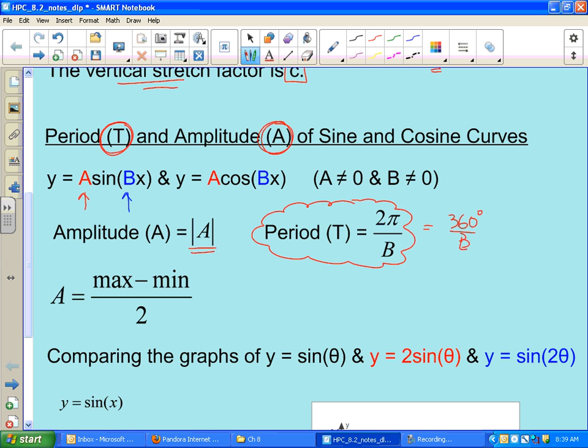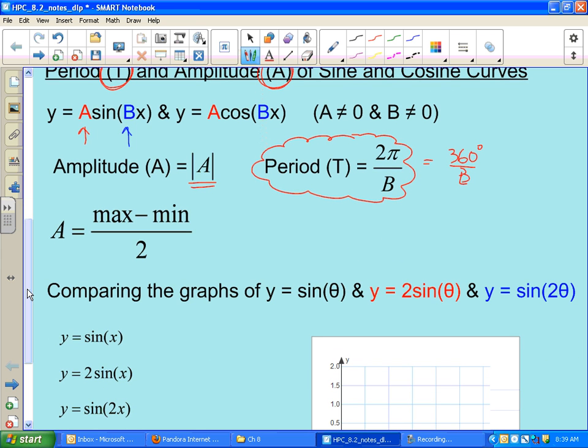All right, so this b somehow affects my period, makes it shorter or longer. The a affects how high or low the graph is going relative to what's known as its axis, its horizontal axis. Here is another equation.